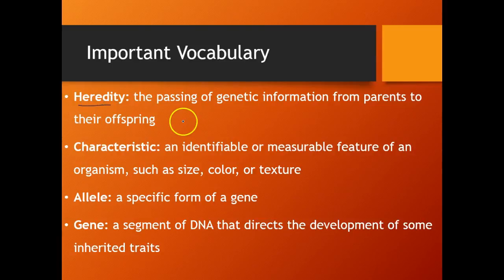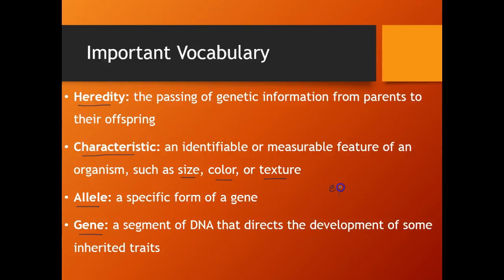Heredity, which is the passing of genetic information from parents to their offspring. We have characteristic, which is an identifiable or measurable feature of an organism, such as size, color, or texture. Remember, Mendel studied many different characteristics of pea plants. Allele, which is a specific form of a gene, and we have genes, which is a segment of DNA that directs the development of some inherited traits.